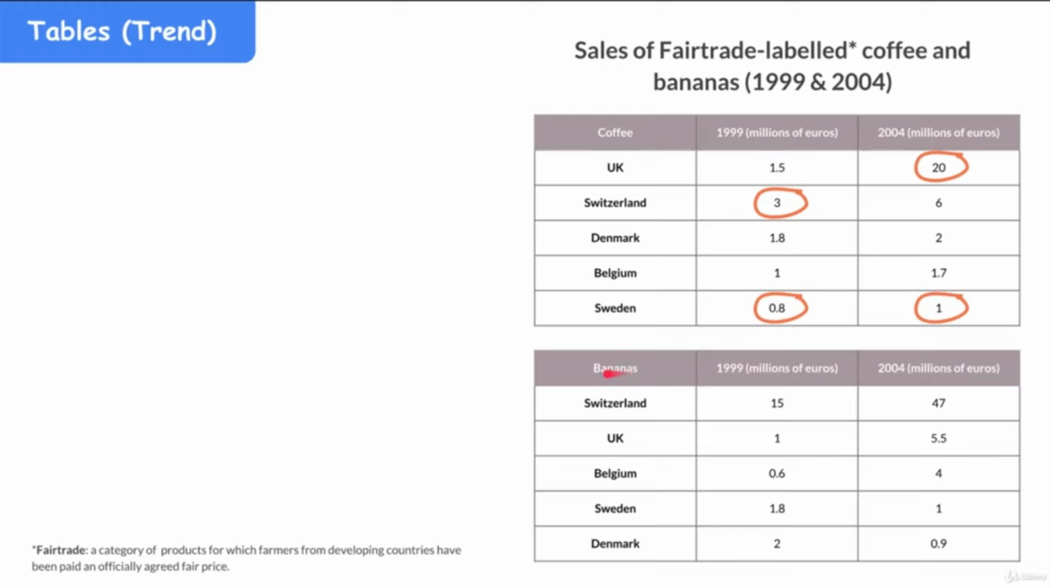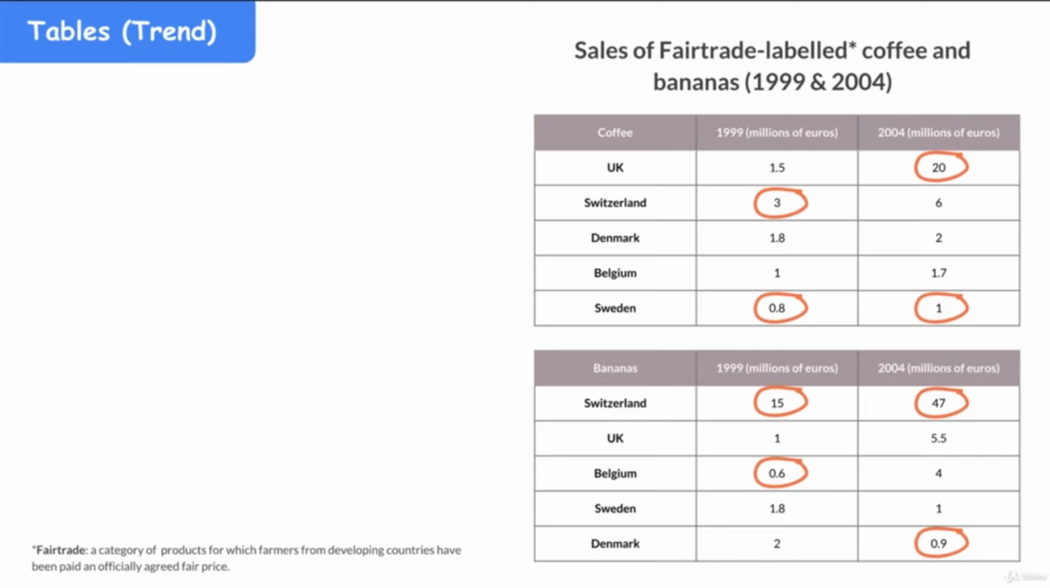Our next table is for bananas. So let's take a look at the highest and the lowest data points for bananas. Here we can see that the highest data point in 1999 belongs to Switzerland and the lowest data point belongs to Belgium. Moving on to 2004, the highest data point belongs to Switzerland and the lowest belongs to Denmark. So now we know exactly what to talk about in our overview.